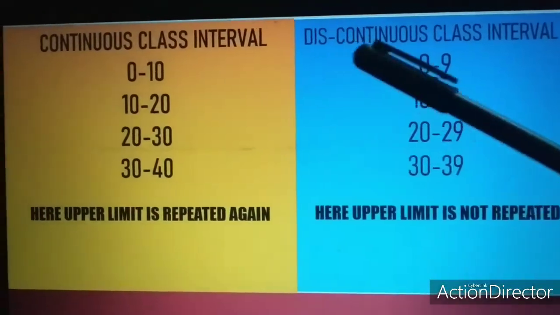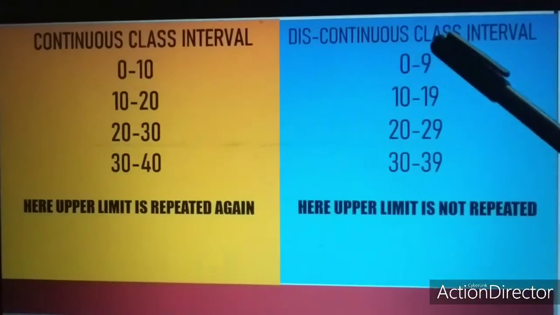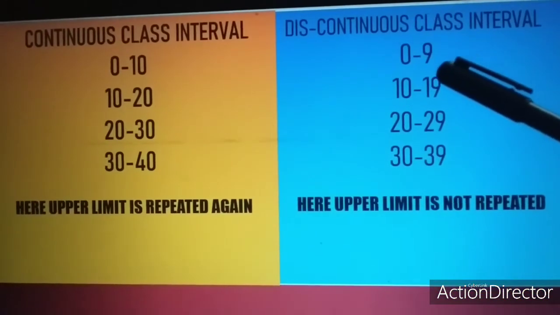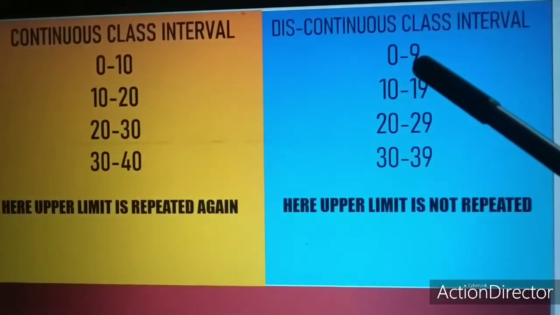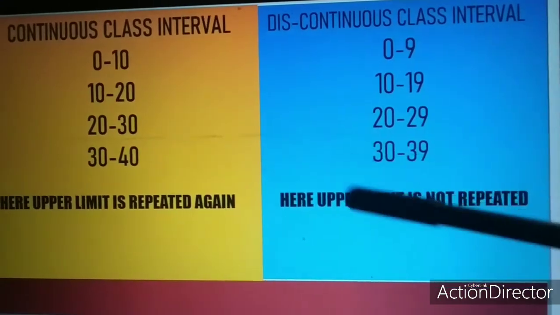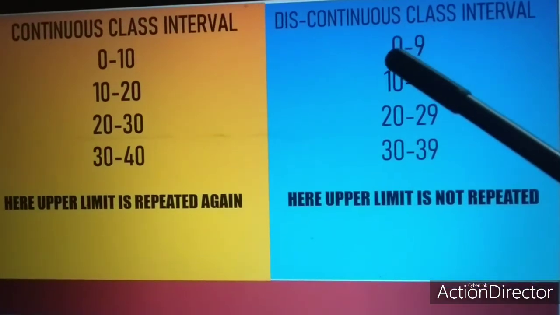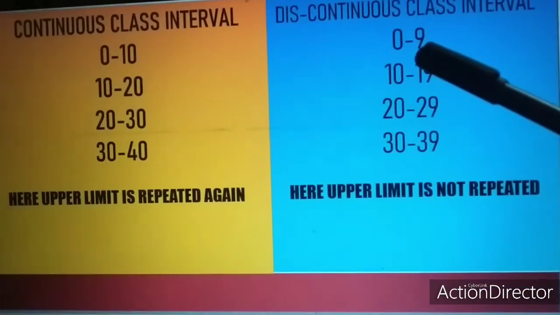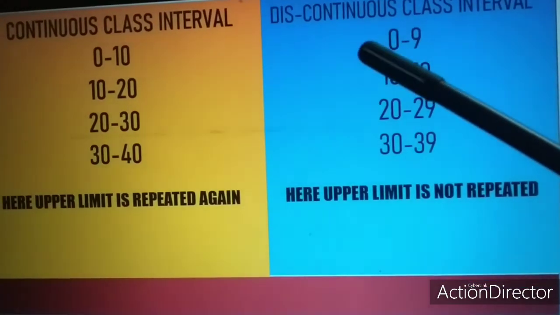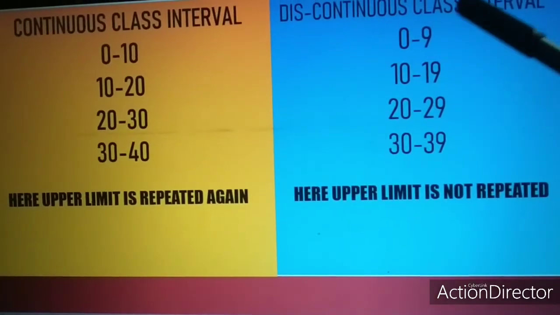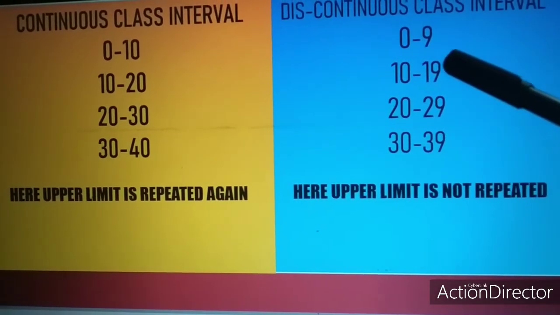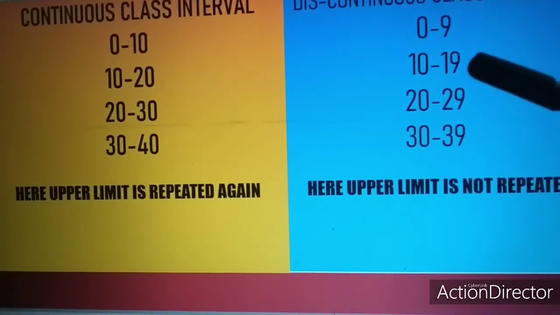As I said earlier, when the data is very large, it's not easy to make a simple frequency distribution table. So we divide this data into different groups. These groups are called class intervals. The first class interval is 0 to 9 and the second one is 10 to 19, and this goes on. 0 is called the lower limit and 9 is called the upper limit. Similarly, 10 is the lower limit and 19 is the upper limit.